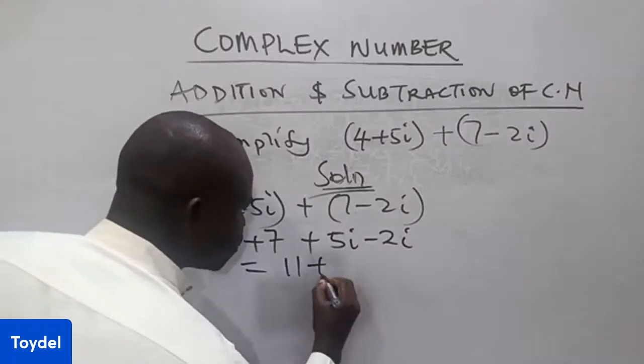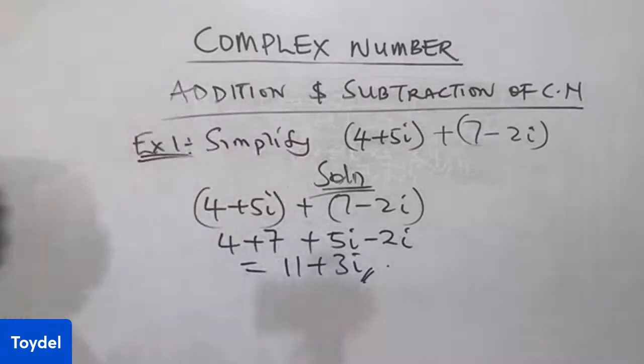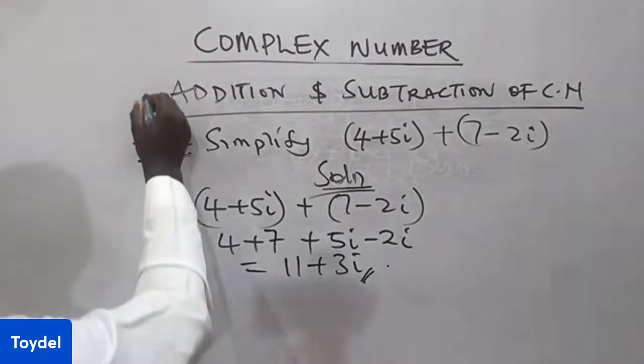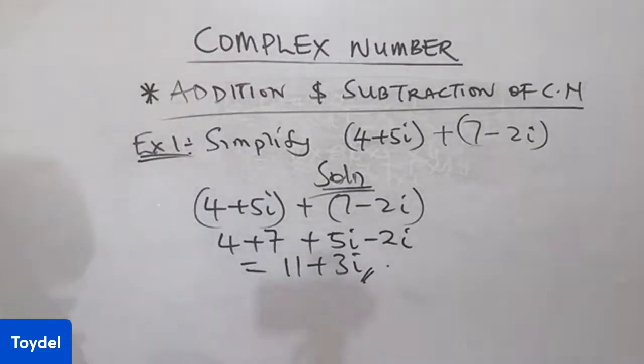So we have 5 plus 3i as the final answer. So when we had two complex numbers together, this is what we are going to get. Please, let's take note. We are trying to perform basic operations on complex numbers. So this is the first example on addition.